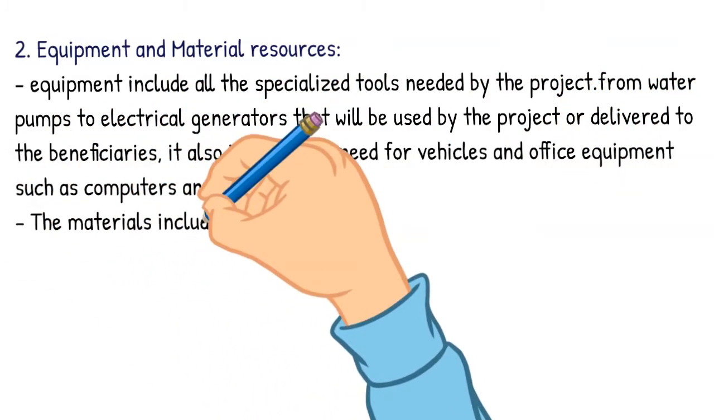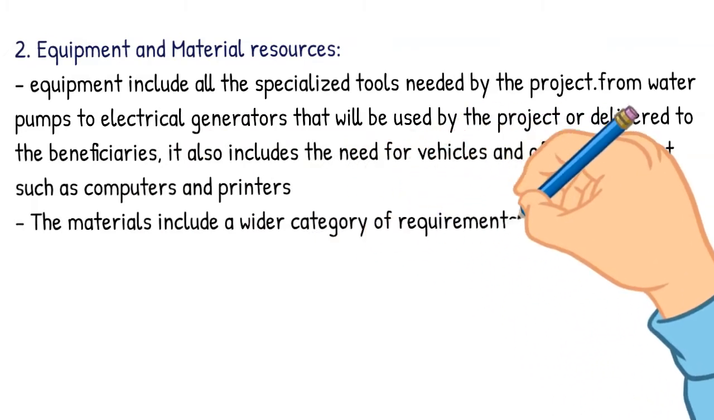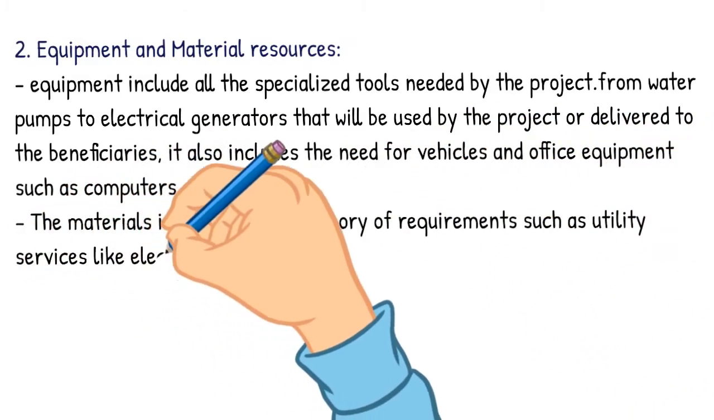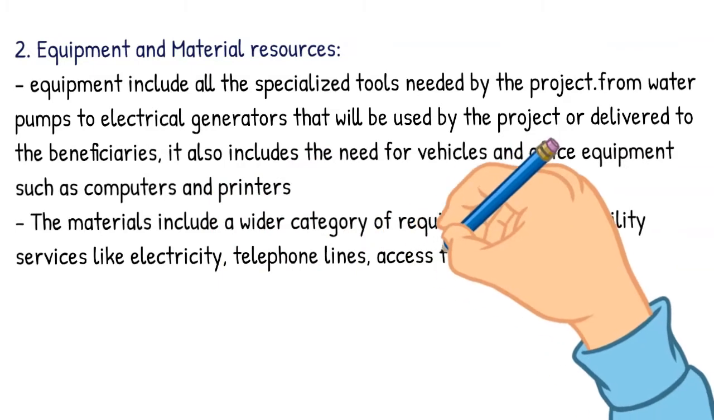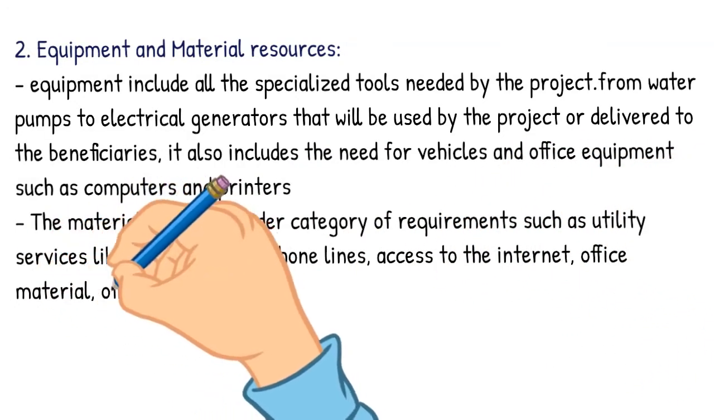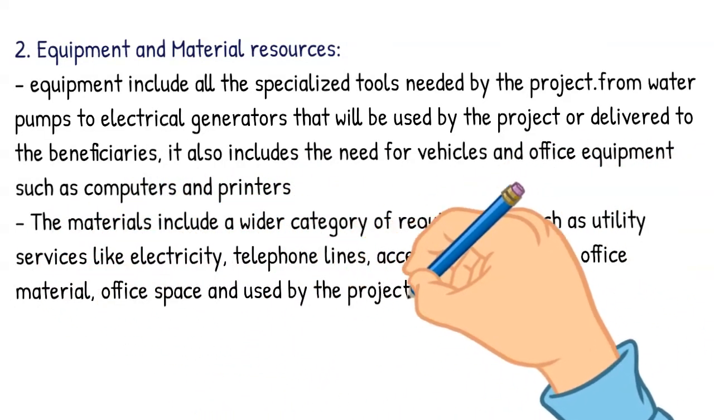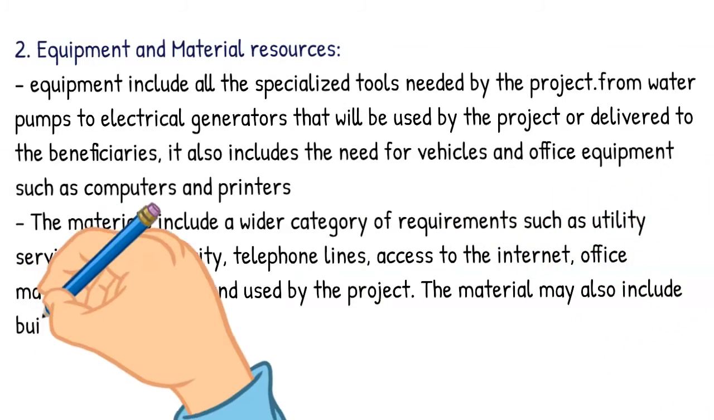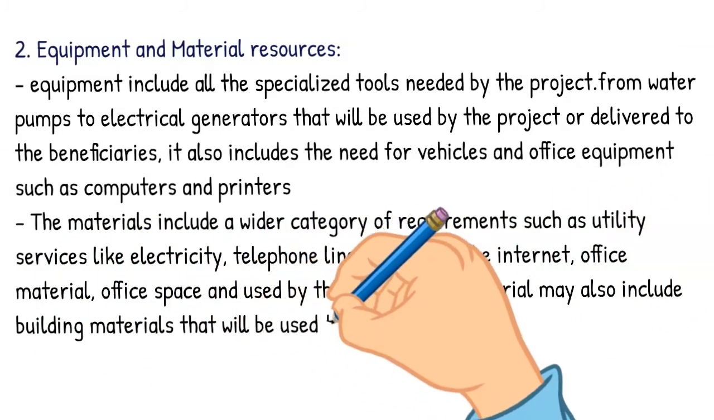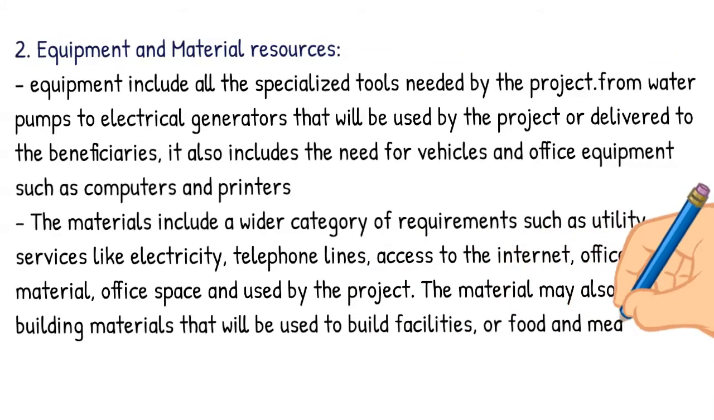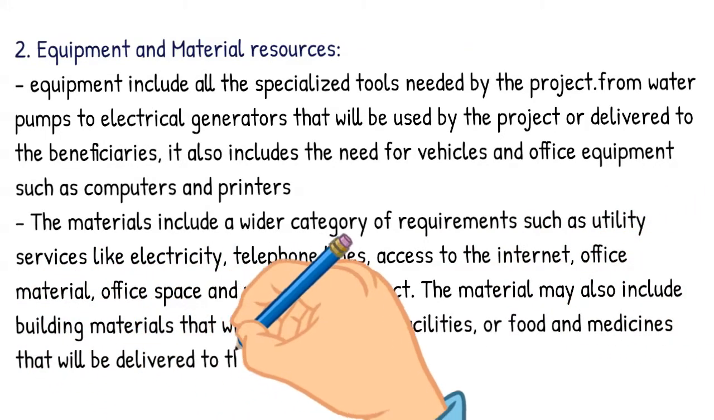The materials include a wider category of requirements such as utility services like electricity, telephone lines, access to the internet, office material, and office space used by the project. The material may also include building materials that will be used to build facilities, or food and medicines that will be delivered to the beneficiaries.